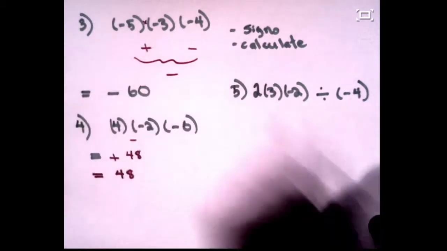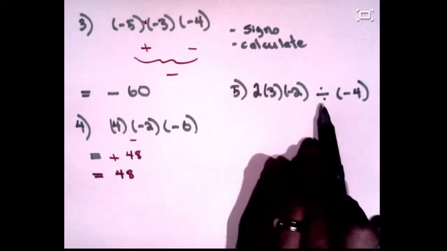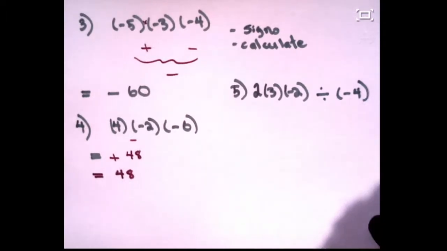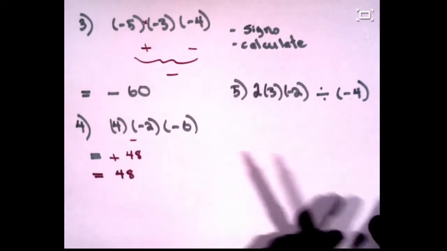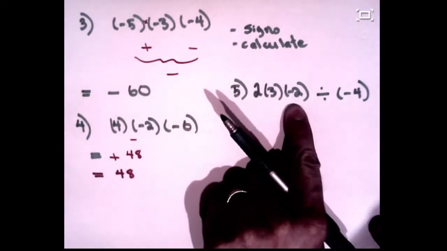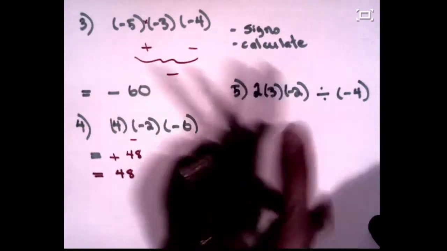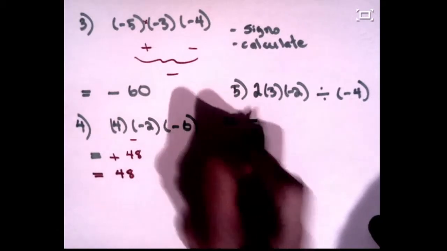Okay, example 5. A little different. We've got 2 times 3 times minus 2, and then we divide that by minus 4. Let's do this in parts, okay? Let's deal with this multiplication first. Let's think about it. Positive times positive stays positive, times a negative, we're now going to have a negative. So this part here, 2 times 3 times minus 2 is going to end up negative.